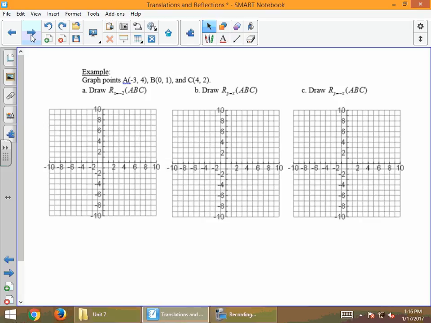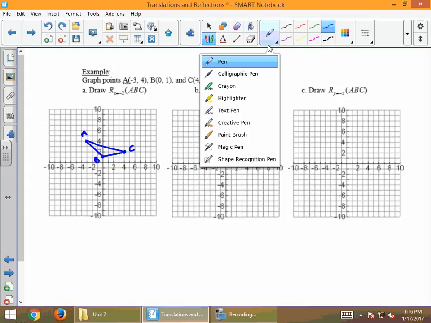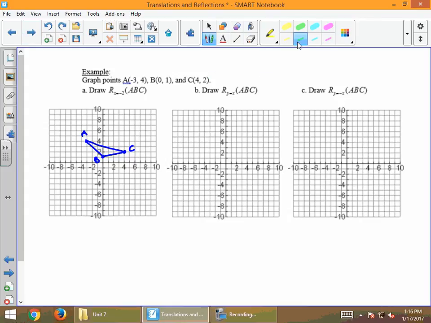This next set of examples, go ahead and on the first grid, graph your pre-image, which is this triangle of -3, 4, 0, 1, and 4, 2. Okay. We want to reflect this triangle over the line x equals -2. We'll draw that line. We're going to go to where x is -2. And you're going to draw the line like so.